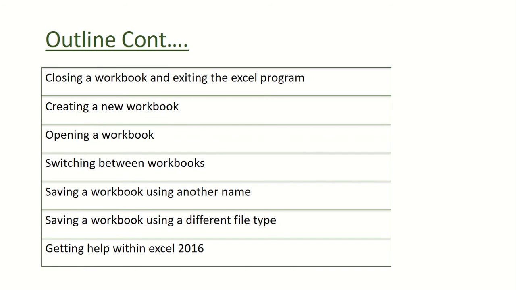We also have some outlines: when you close your workbook, how can you open it again? Creating a new workbook, opening a workbook, switching from one workbook to another, or saving your work under another name. That means using Save As, or saving your work as a different file type such as CSV. Maybe you don't want your file to be heavy after you put a lot of things within your workbook, so you save it as CSV to reduce the file size, and other things like that. So let's get started. Thank you very much.